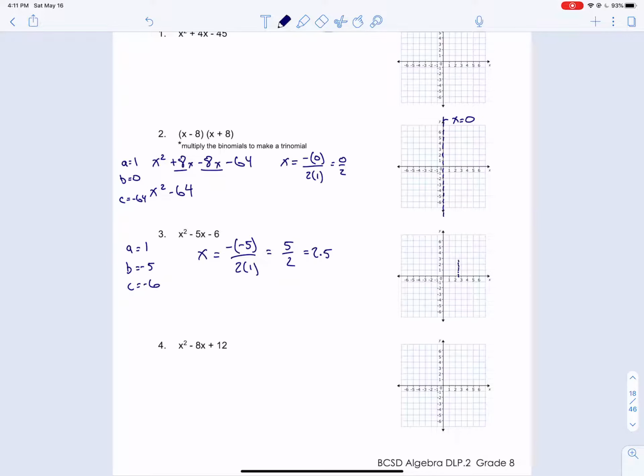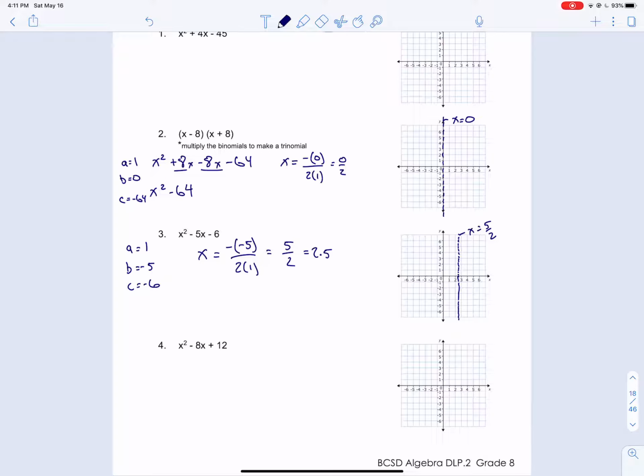And then we just draw that in. And that is x equals 5 over 2. So that's it. We're just drawing the axis, or the line of symmetry. But really, we would use this to help us draw the parabola. So we would need to know the vertex. We would need to know the x-intercept.